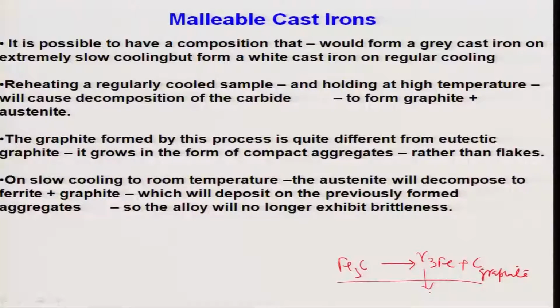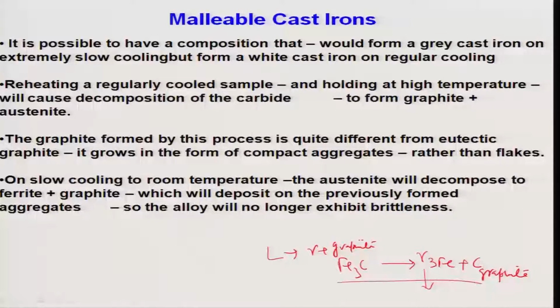The graphite formed by this process is quite different from the eutectic graphite, which forms by the eutectic reaction, liquid going to gamma plus graphite, in the liquid state, a liquid to solid transformation. But this graphite in malleable iron forms by a solid state reaction. So, therefore, this is not a spherical separate graphite, it has an irregular shape.